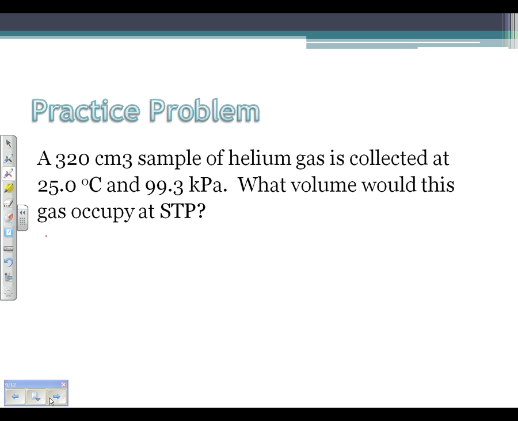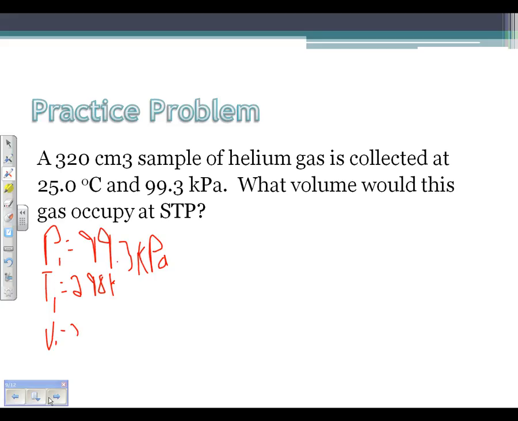A 320 centimeter cubed sample of helium gas is collected at 25 degrees Celsius and 99.3 kilopascals. What volume would this gas occupy at standard temperature and pressure? In order to solve this problem, we must first know which variable that we are looking for. We are told that V1 equals 320 centimeters cubed, and T1 equals 25 degrees Celsius, and P1 equals 99.3 kilopascals.